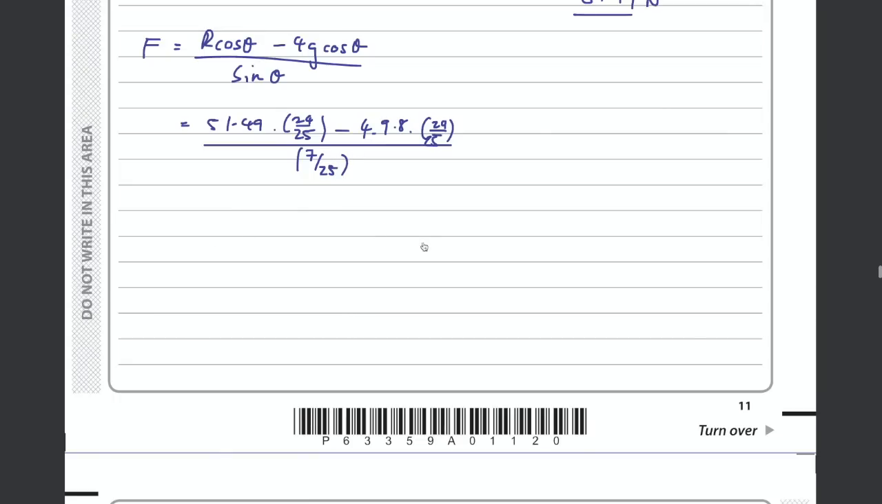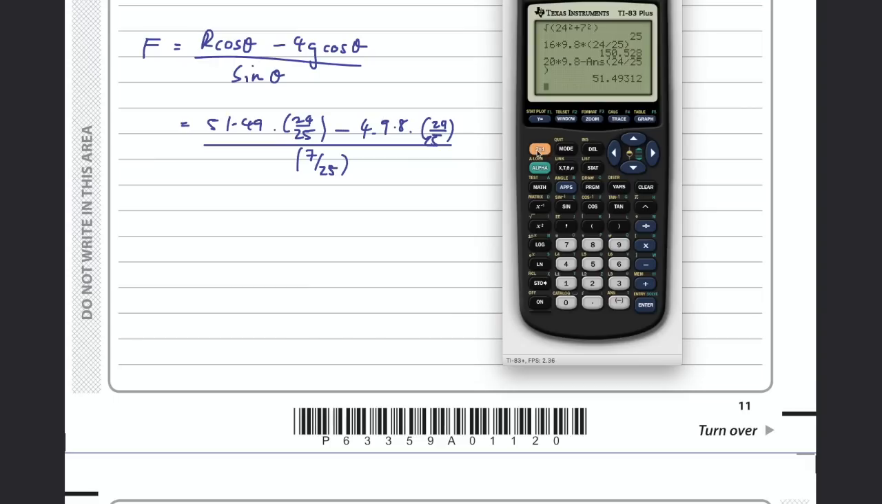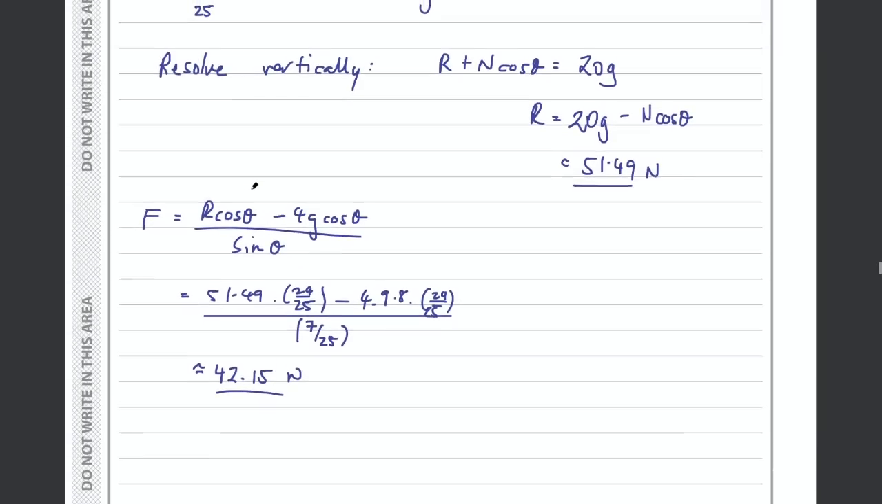Okay, let's plug all of that into a calculator and see what we get. Taking that previous answer, multiplying that by 24 on 25 for the numerator, I get 11.8 approximately. Then I'm going to divide that by 7 on 25, and I get 42.14, or 42.15 rounded off. 42.15. Okay, so remember what F and R were.